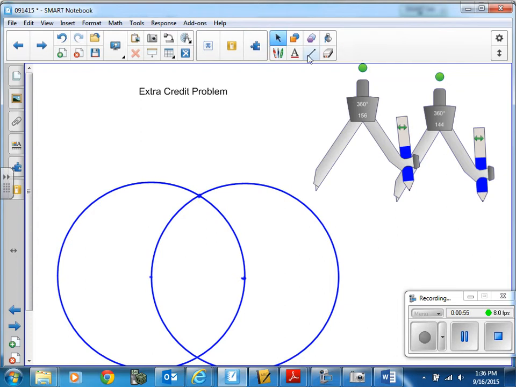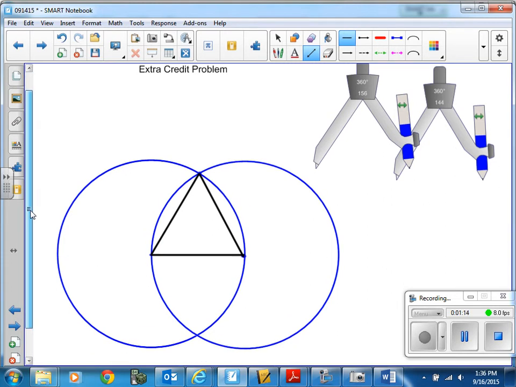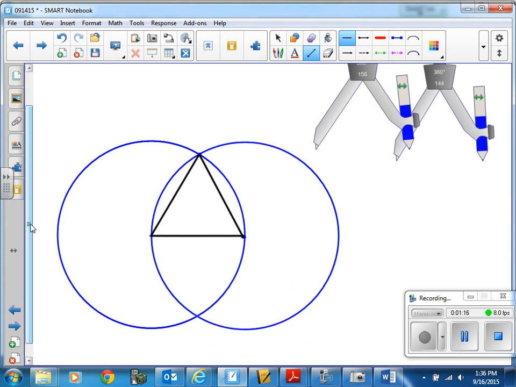Alright, now we have our equilateral triangle. If I connect these points, we talked about how we know that these sides are all equal. We talked about that during class. So when we look at something like this, now we know these three sides are equal and the angles are equal. We actually know the measure of the angles. They are 60 degrees each.